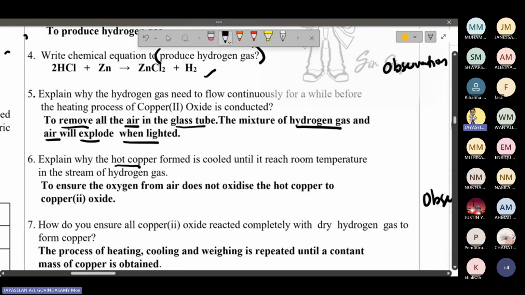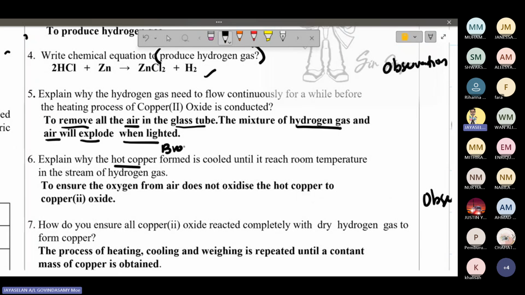Why must it cool in the stream of hydrogen gas? The hot copper product, which is brown color, is cooled in the stream of hydrogen gas to ensure oxygen in the air does not react with it. Ini kan copper, kita tak nak oxygen pergi react. React tu kita panggil oxidize. Not oxidize hot copper back to copper 2 oxide. Dia tak nak tukar balik kepada copper 2 oxide. Any question? So please memorize again.